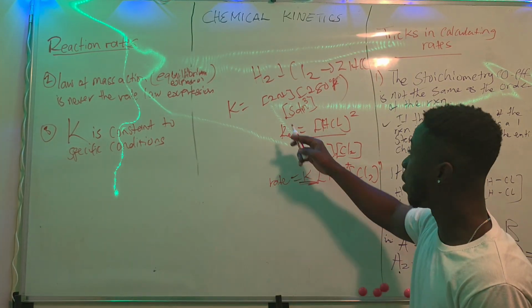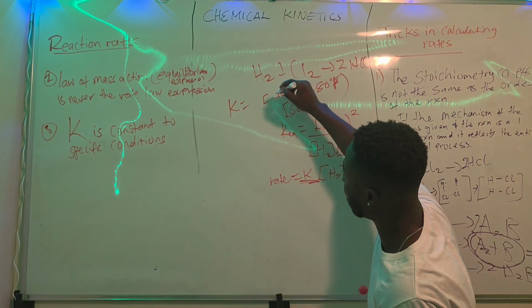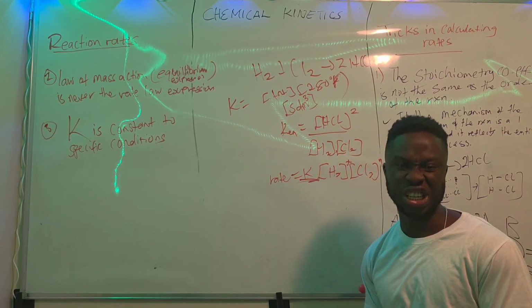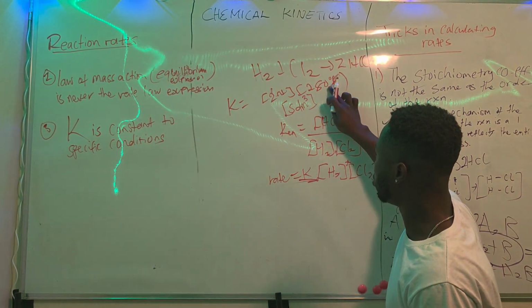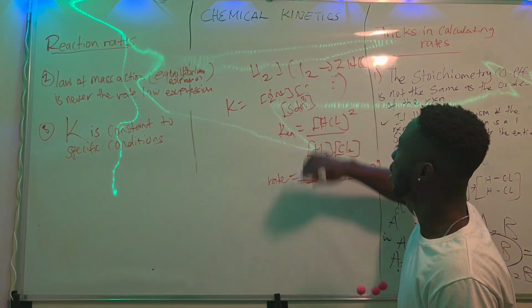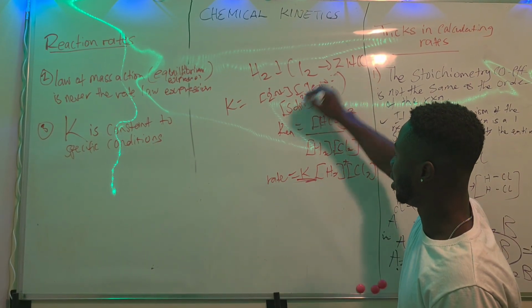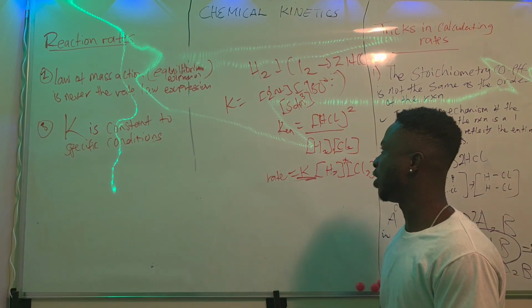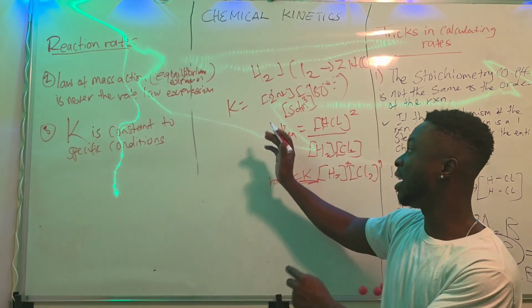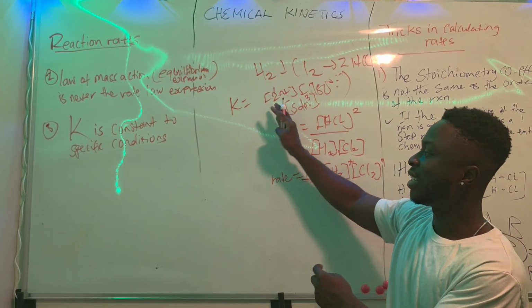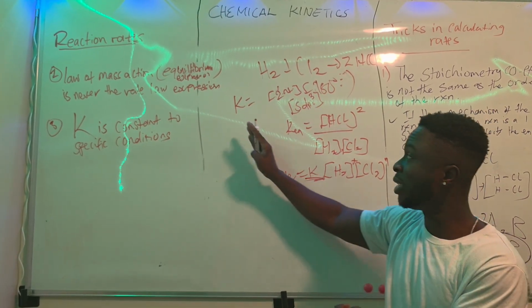Now if I change the conditions that I'm doing it at now, at 1 atmosphere, K will change. If I do it at another condition, even if I have 2 atmospheres and I change the temperature to, let's say, 180 degrees, K would also change. If I change the volume, K would change. So K is determined by specific conditions.